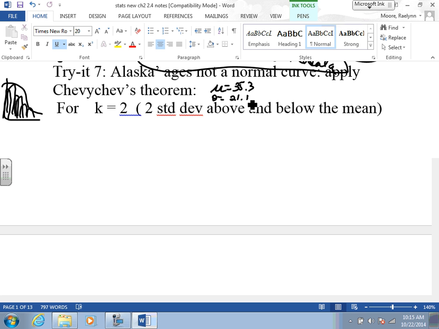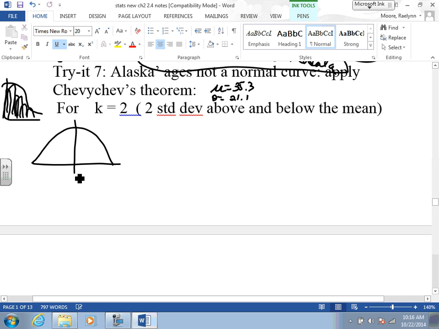They want you to subtract 2 standard deviations from the mean. They want you to add 2 standard deviations to the mean. Okay, same as we just did. And then they want you to apply this formula. So, if this had been a normal curve, this is your mean. Your mean goes here in the middle. We're going to add 21.1 for each of the standard deviations. Just bear with me.